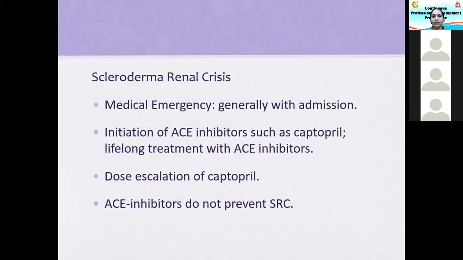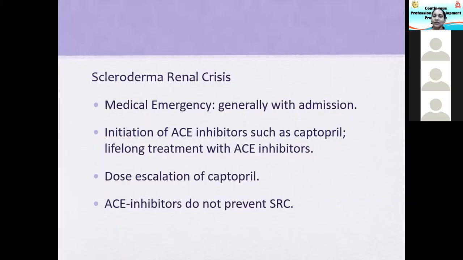Now, a few words about scleroderma renal crisis. It is a medical emergency. You have to admit the patients. They have to be initiated on ACE inhibitors such as captopril, and they have to be on lifelong treatment with ACE inhibitors. If they are already on captopril, dose escalation can be done. But remember that ACE inhibitors will not prevent the development of systemic sclerosis renal crisis.